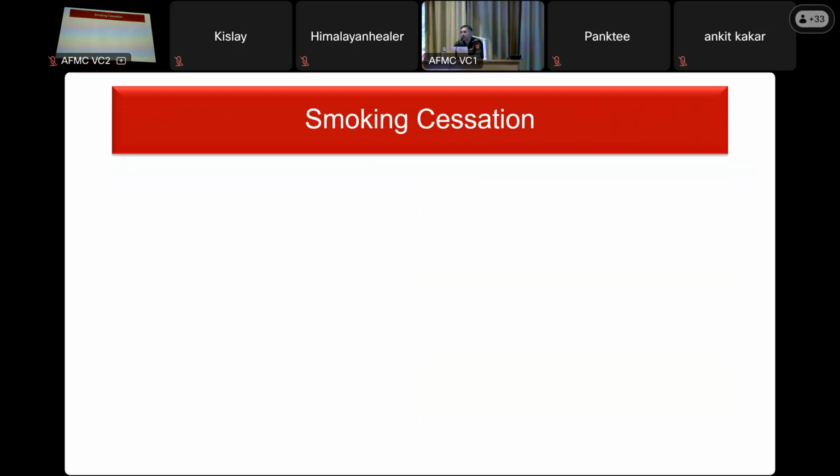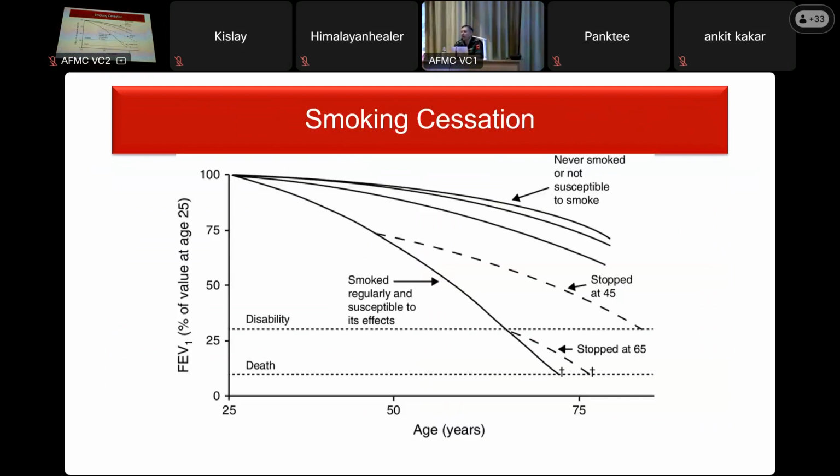Next. This is a graph called the Fletcher-Peto graph. It shows the decline in the lung function with smoking. And the dotted line is the one that shows that if the smoking cessation is successful, then the decline stops. The decline reduces in intensity. Next.